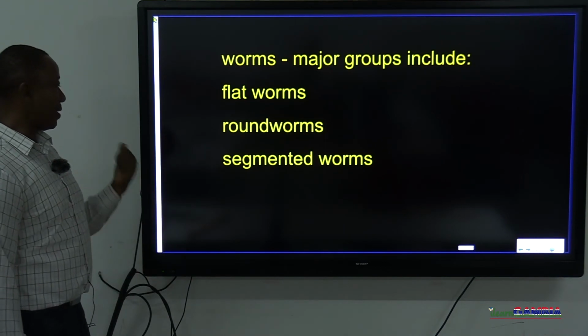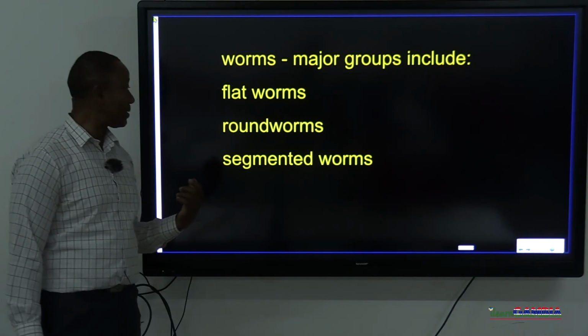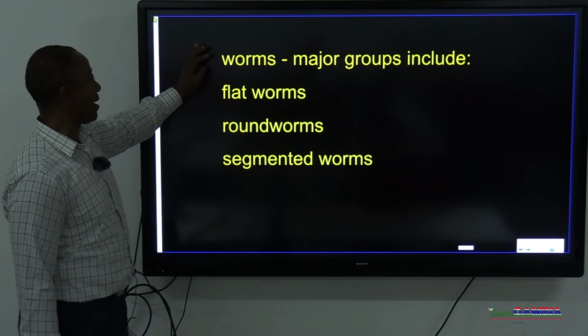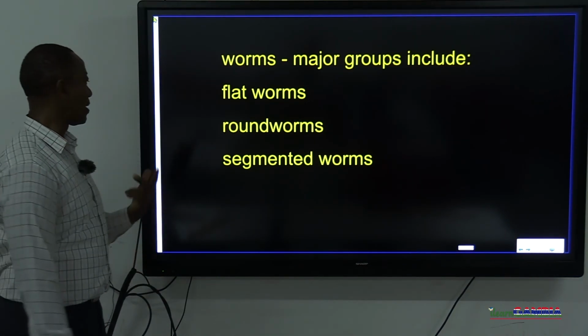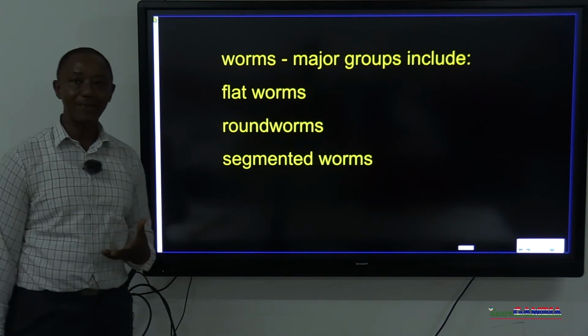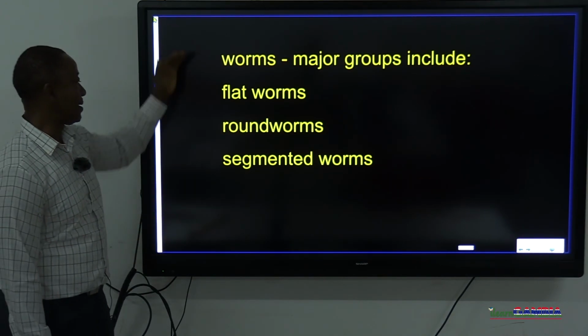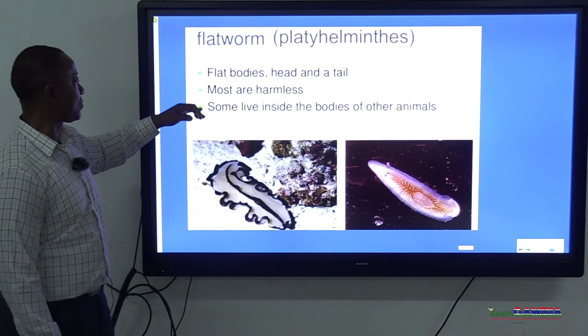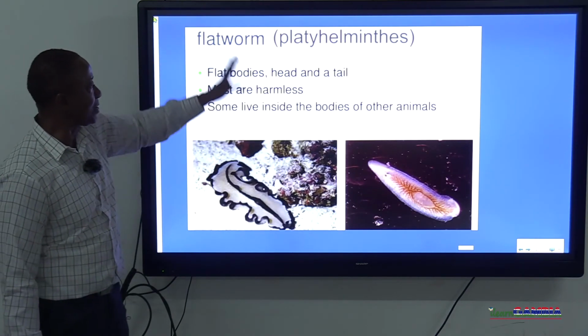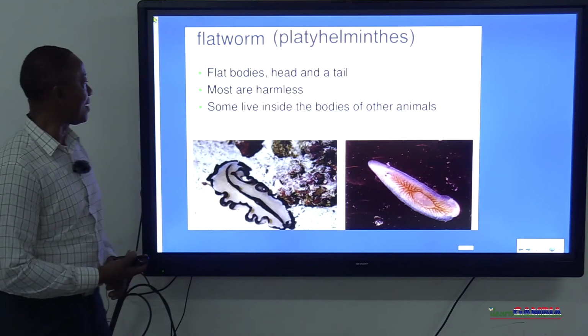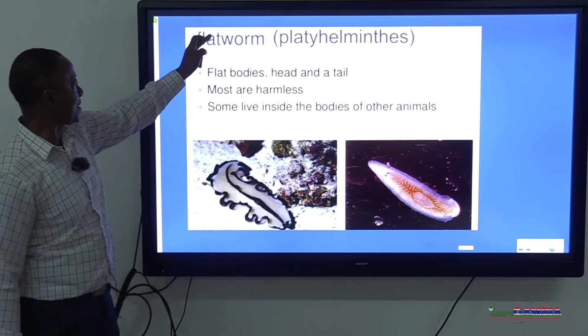The other group of invertebrates are the worms, okay? And again, here we have 3 main groups: the flatworms, the roundworms, and the segmented worms. As the names describe them, flatworms are flat, and their biological name is Platyhelminthes. They have flat bodies, as the name goes.